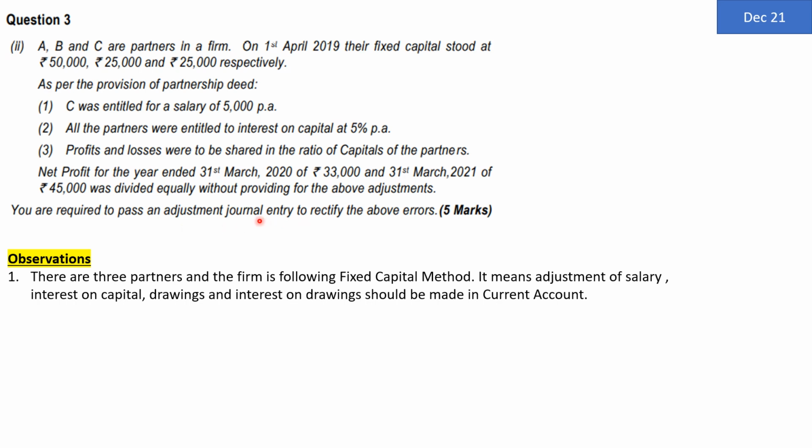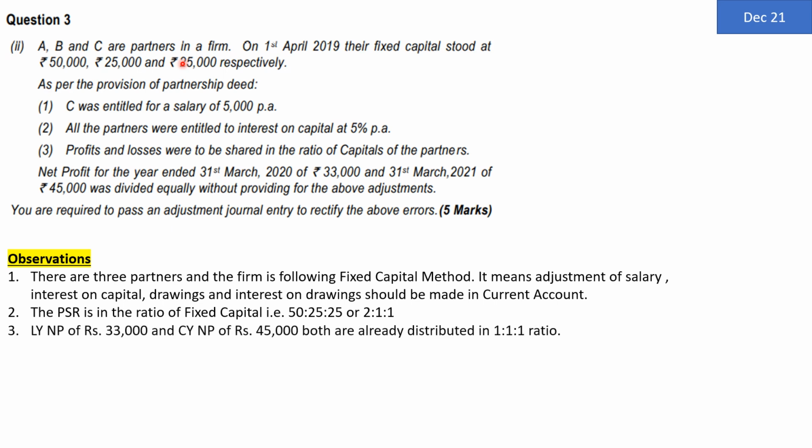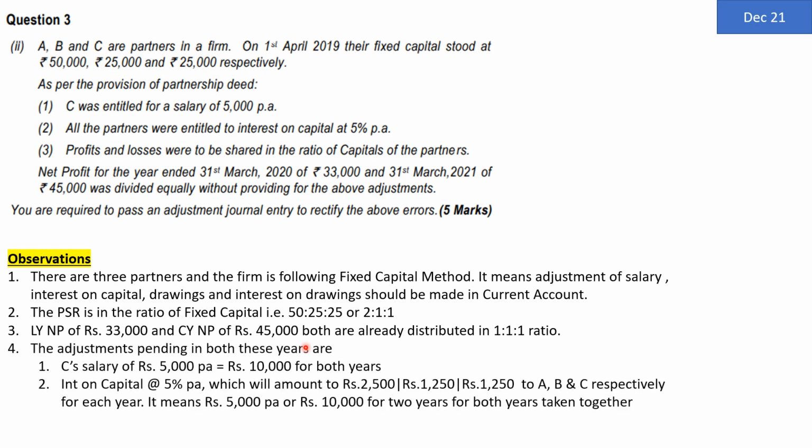So when we are going to pass the journal entry, it will be in the current account. The PSR is in the ratio of fixed capital, that is 50:25:25, or you can say 2:1:1. Last year's net profit of rupees 33,000 and current year's net profit of rupees 45,000 are both already distributed in 1:1:1 ratio, which is a mistake. And the adjustments pending in both these years are C's salary of rupees 5,000 per annum. Now it is for 2 years, that means the salary will be rupees 10,000 for both the years. And interest on capital at the rate of 5% per annum, which will amount to rupees 2,500. 50,000 into 5% is equal to 2,500.